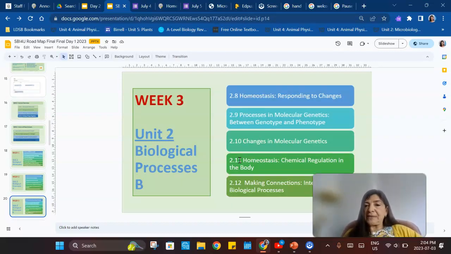Unit 3 is focusing on maintaining balance, and we're going to discuss this in full details when we reach week 3.